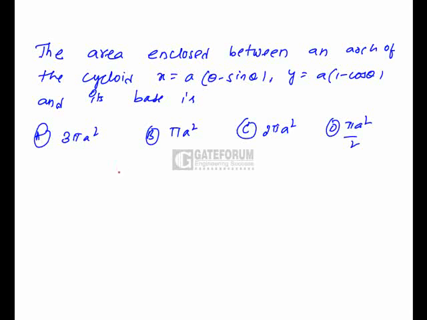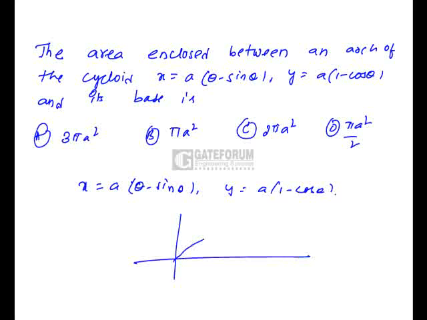Find the area between the arch enclosed by the curves x = a(θ − sin θ) and y = a(1 − cos θ) and the horizontal axis. Now if I draw the arch, it will look something like this, and x varies from 0 to 2πa, and we'll integrate the area between these limits.